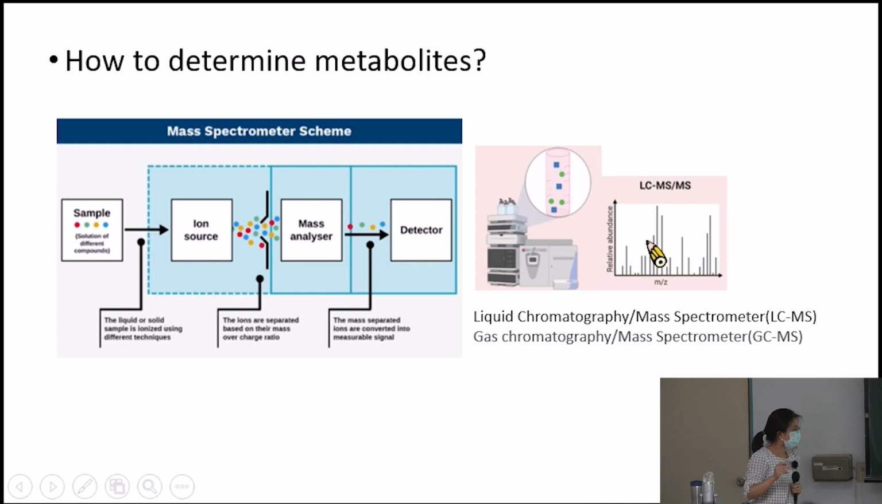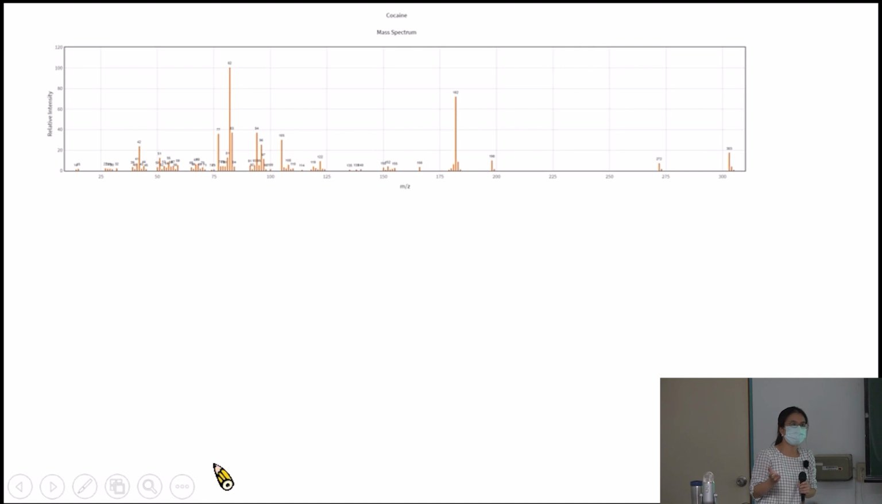And there is one point I would like to mention here, which is about liquid chromatography and gas chromatography. Since we put our sample in the ion source, we can use the gas phase or the liquid phase to help the sample on the column for separation. So those are some of the different approaches that we use in these systems. Okay, so basically we understand how the mass spectrometer works.